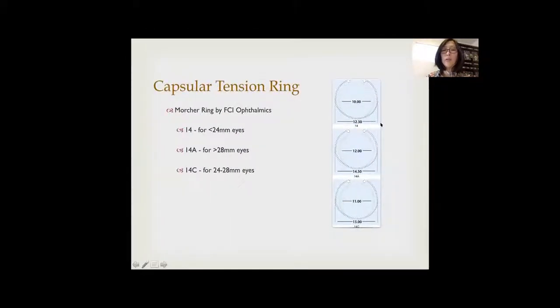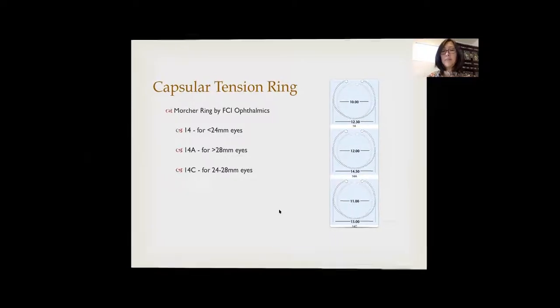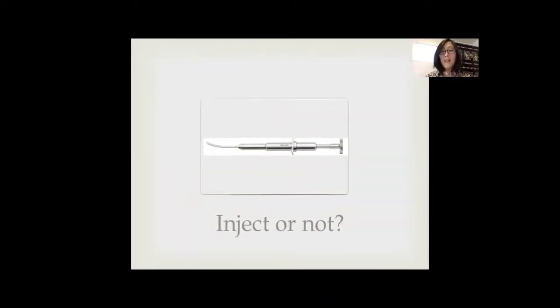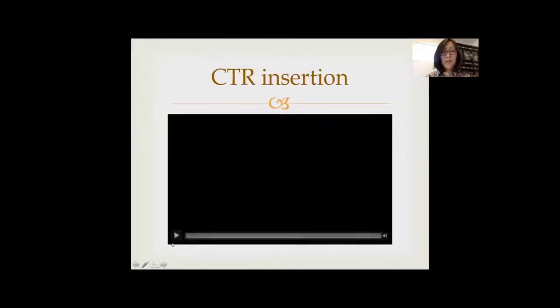This is the Morcher ring put out by FCI Ophthalmics, and you can see again it comes in multiple sizes, so you adjust according to the axial length of the eye and how large you think the capsule is going to be. It's a little confusing here because the smallest one is a 14 and the largest one is a 14A. The average one is this one, the 14C. And then you can put it in manually, or you can inject it with an injector if you have that available to you.